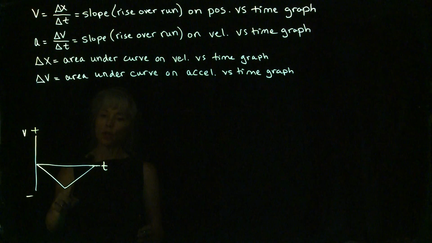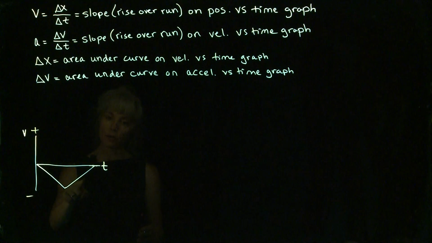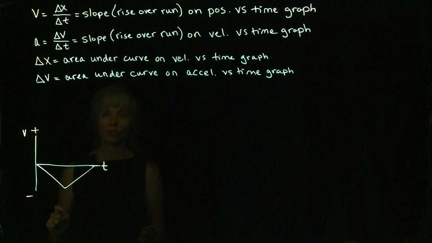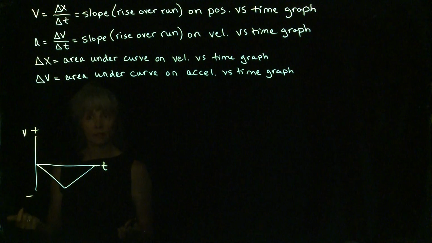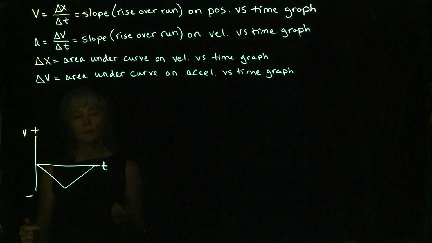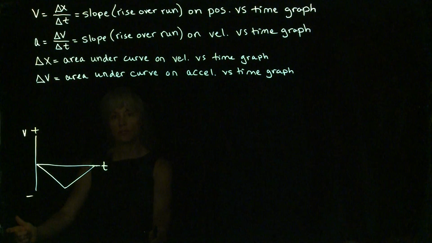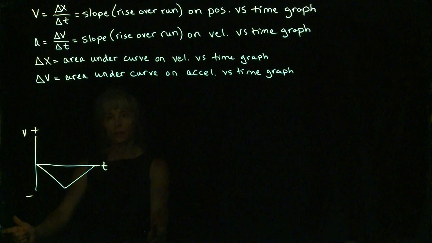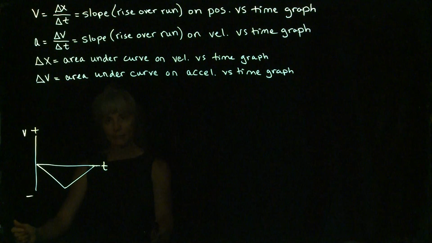The object is slowing down, continuing to move in the negative direction, slowing down until it reaches a velocity of 0 again at the end of its interval. So now, can we draw the position versus time graph knowing this velocity versus time graph looks like this?